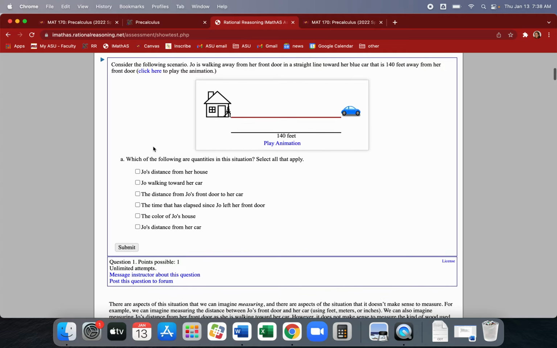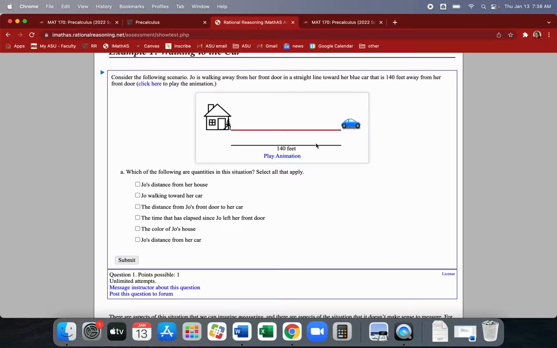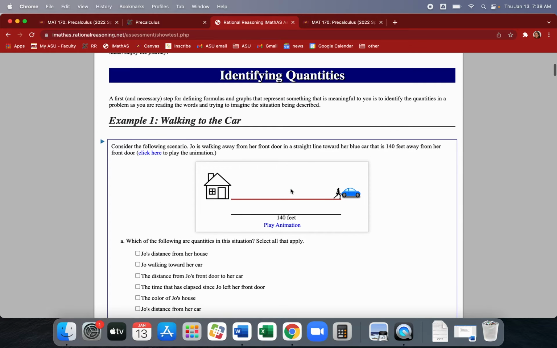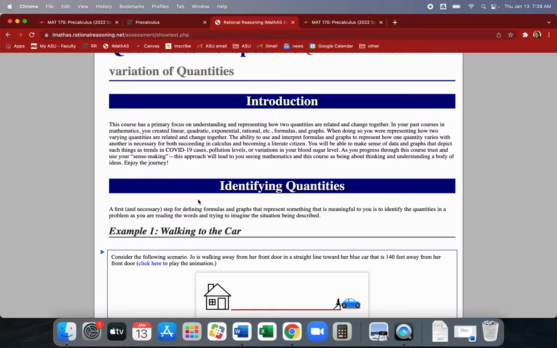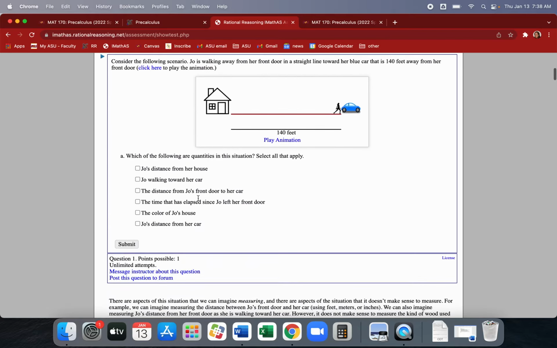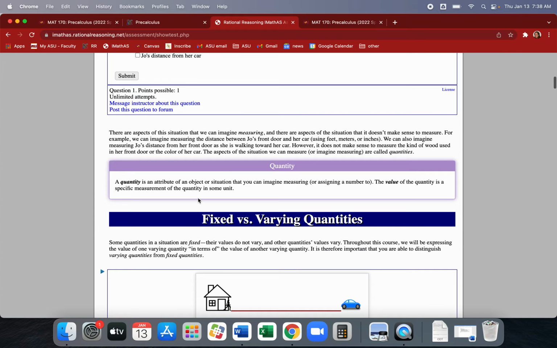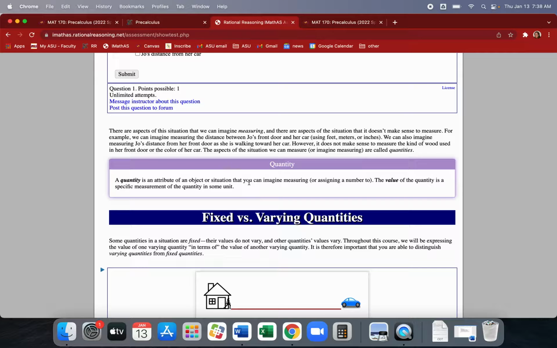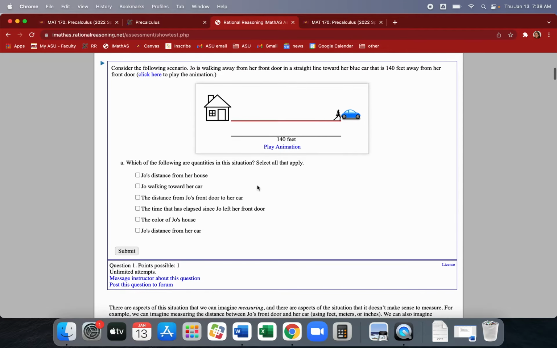So like this problem, there's little animated things also. I think I showed this one on Tuesday, but it was just talking about, which of the following are quantities in this situation? And up above, it had been describing what quantities are. So in any case, a quantity is an attribute of an object or a situation you can imagine measuring or assigning a number to. The value of the quantity is a specific measurement. So it wants to know which of these are quantities.